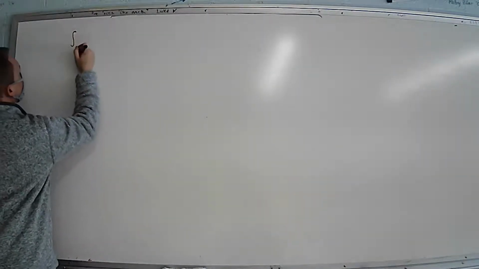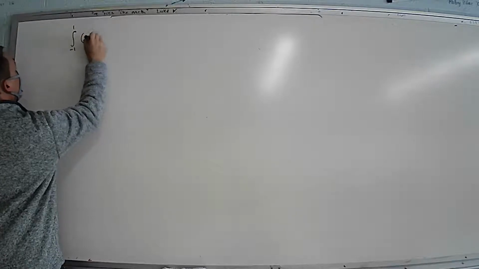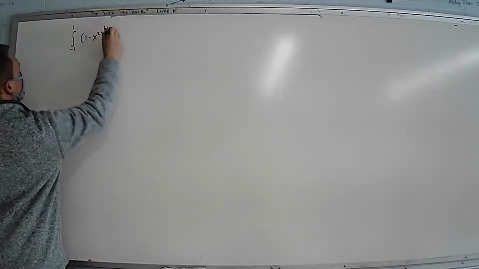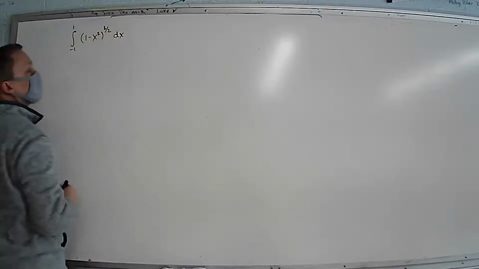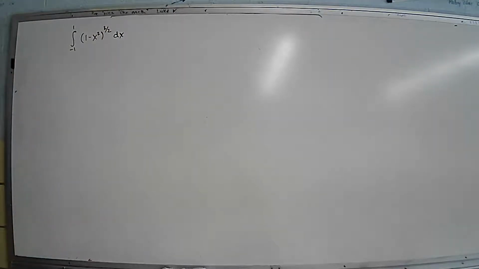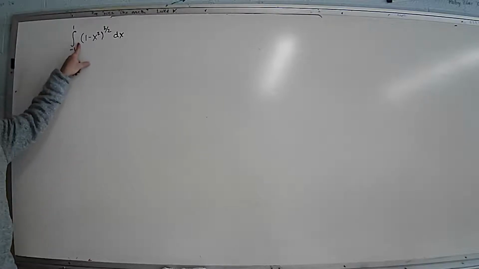Okay, so the integral from -1 to 1 of 1 minus x squared to the 3/2 power. Just like this? Yep. Boy, that would be so much nicer if there were an x right there, wouldn't it? Because then it would just be a u sub.